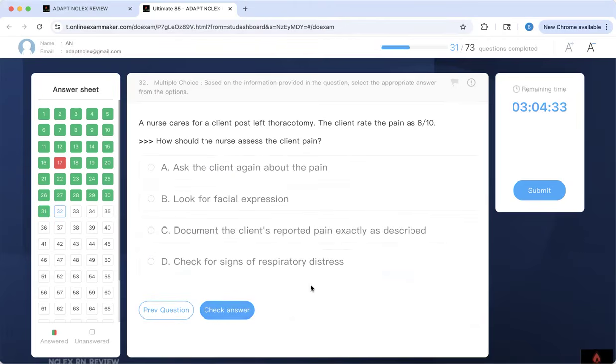And let's care for a client post left thoracotomy, a big surgery in the chest. The client reports pain 8 out of 10. Best care and comfort, right? That's what we're doing now.